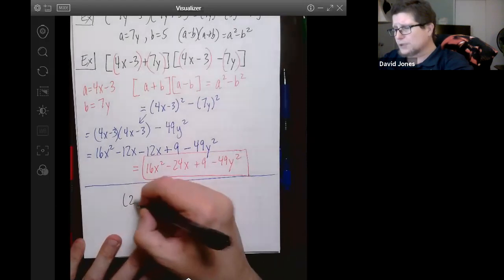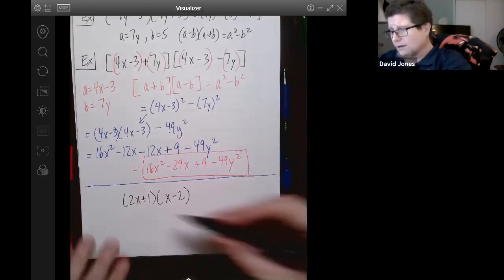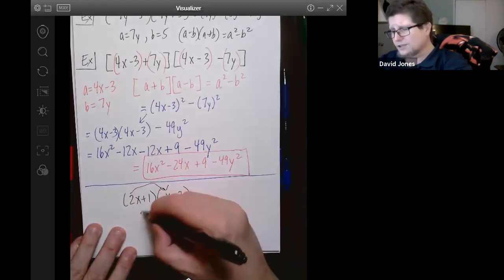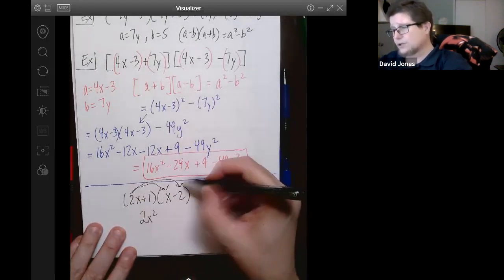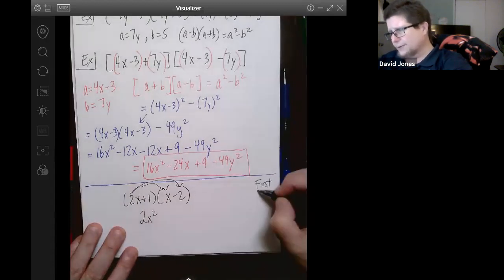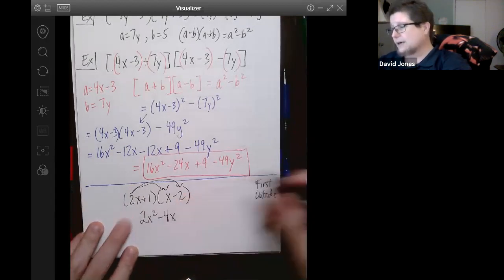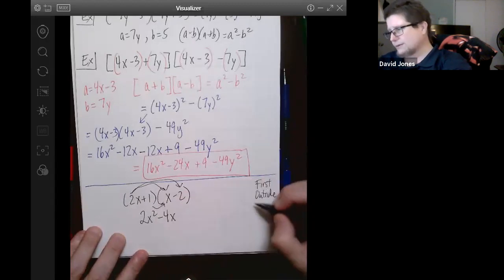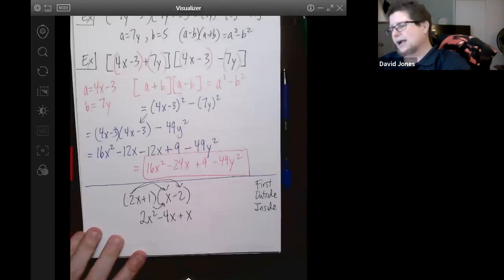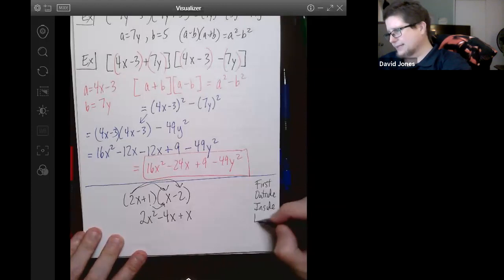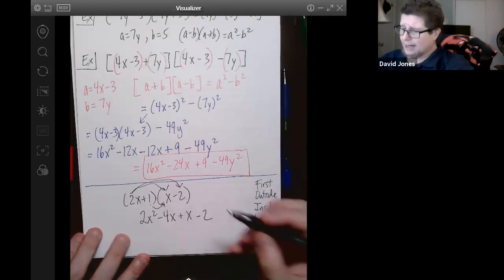Let's say we've got 2x plus 1 and x minus 2, and you multiply it out. I do the first ones together. 2x times x is 2x squared. Then I do the outside ones. So I did first. Now I'm doing outside. The outside terms is 2x times -2 is -4x. Then I'll do the two inside ones. So inside, 1 times x is 1x or plus x. And finally, I'll do the last term in each parentheses, last. 1 times -2 is -2. I can still combine like terms.